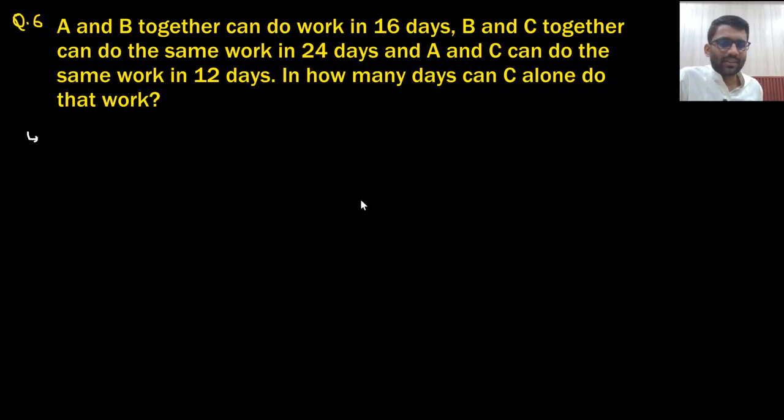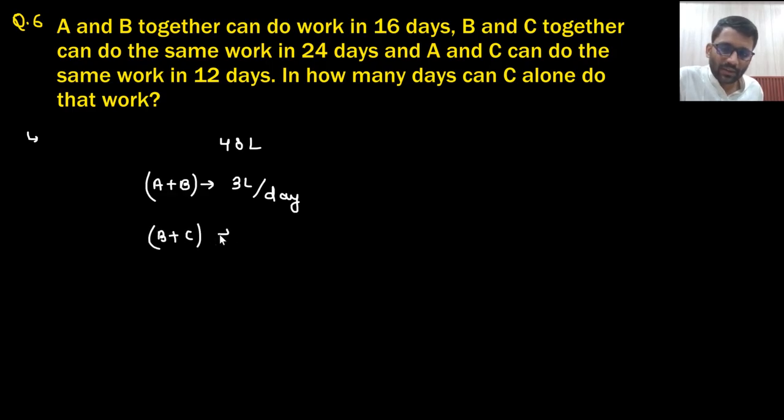Okay. So in LCM HCF I have told how to get the LCM and HCF. So this thing basically you know. So my work is eating 48 laddus. A and B together can do it in 16 days. That means A and B combined are eating 3 laddu per day. B and C together can do this work in 24 days. That means B and C combined are eating 2 laddu per day. And A and C can do this work in 12 days. That means A and C combined are eating 4 laddu per day.